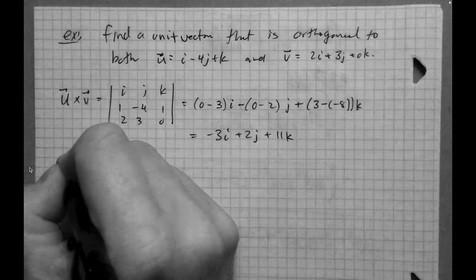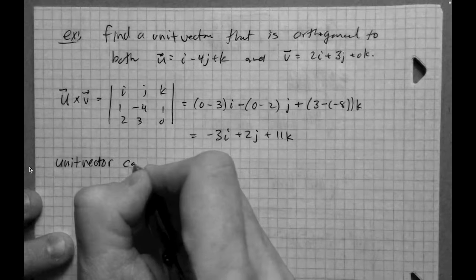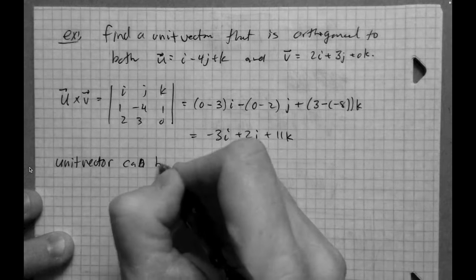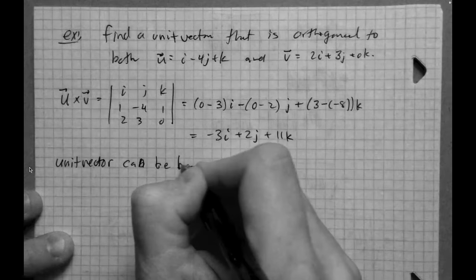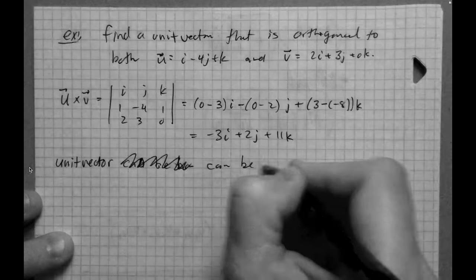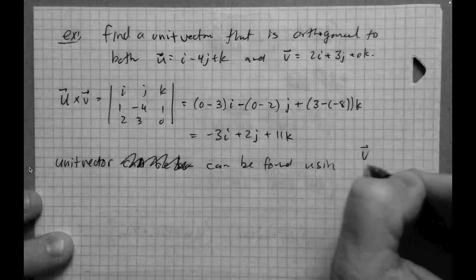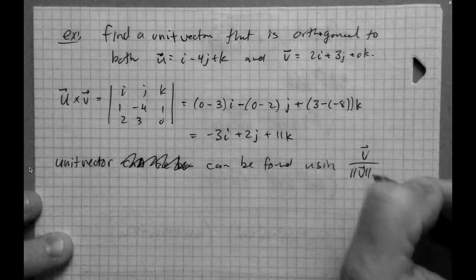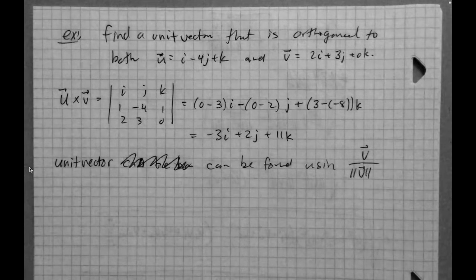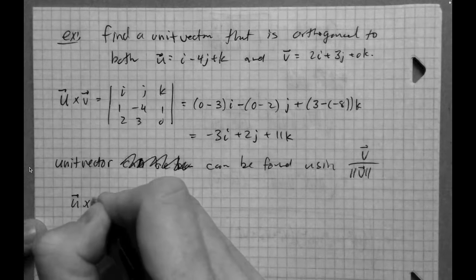Well, remember, a unit vector can be found using, basically, take the vector and divide it by its norm. Okay, so that's what we're going to do. So first we need the norm of u cross v.